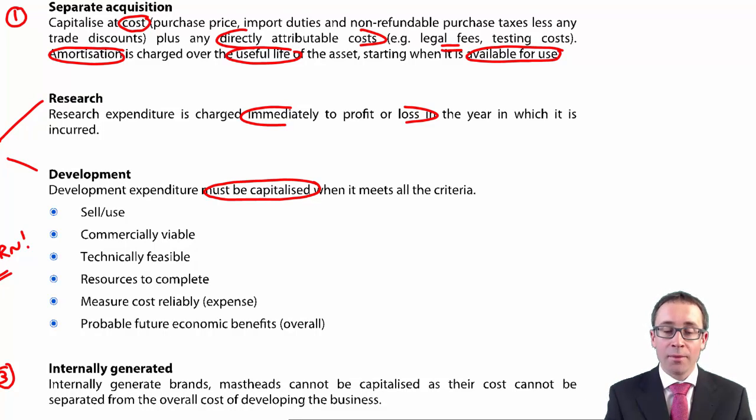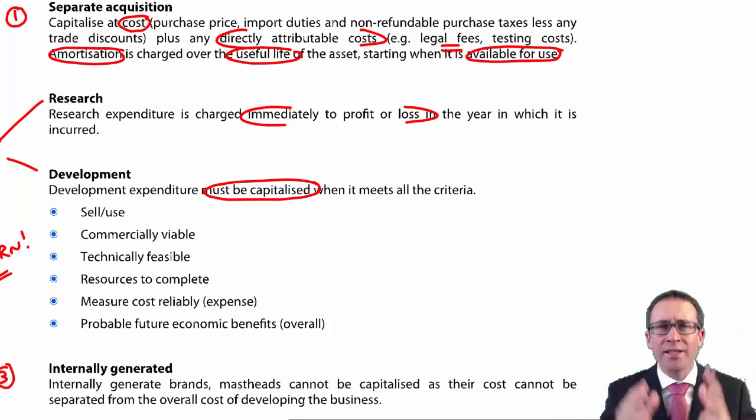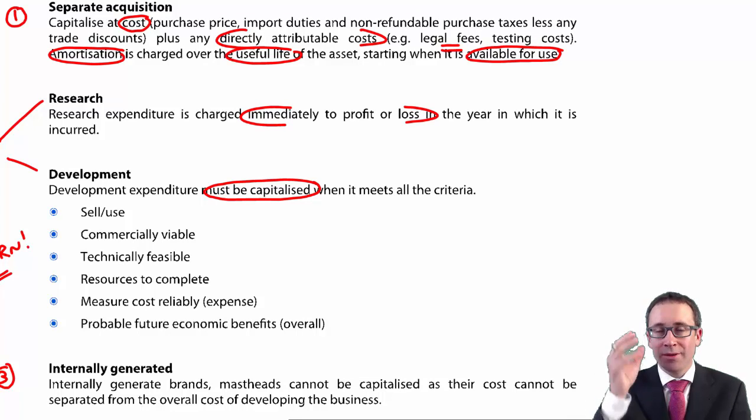It needs to be commercially viable, so that there needs to be an actual end market for you to be able to put that product out there to be able to sell. Technically feasible, it's not some far-flung crazy idea that you have. It will work essentially, and you would need to be able to demonstrate that it is technically feasible. You have the resources to complete, so usually if you're a large pharmaceutical business, you will have those resources to complete it.